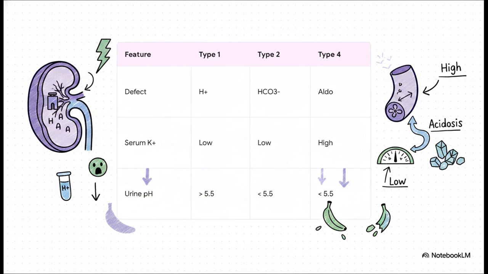Type 1 RTA is a distal defect. The alpha intercalated cells simply fail to secrete hydrogen ions. And because they can't pump acid out, the urine pH stays stubbornly high, always above 5.5. Now, type 2 is a proximal defect. It wastes base early on, though eventually distal compensation drops the urine pH back below 5.5. What's crucial is that both type 1 and type 2 share a low serum potassium.